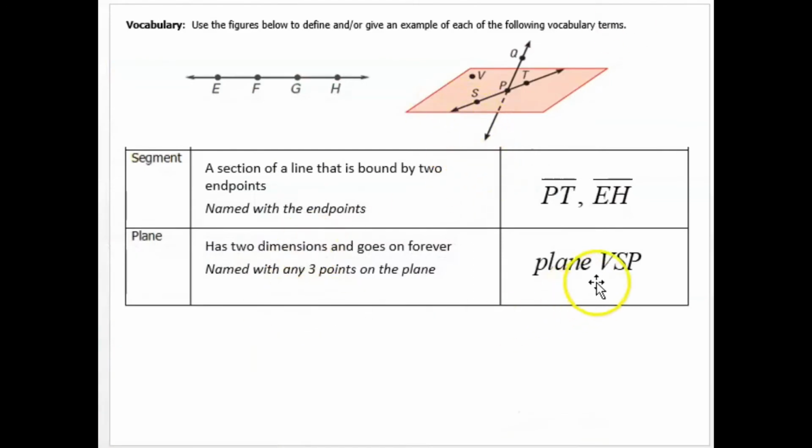So again, let's take a look. Here we're calling this plane VSP. You could have also called it TVS or any combination of those 3 points.